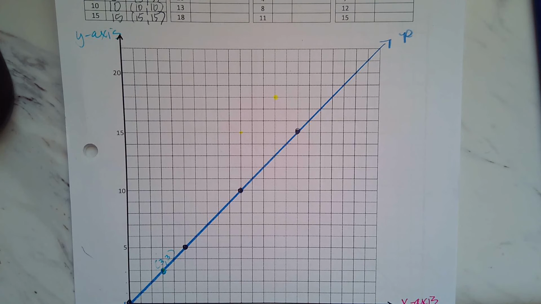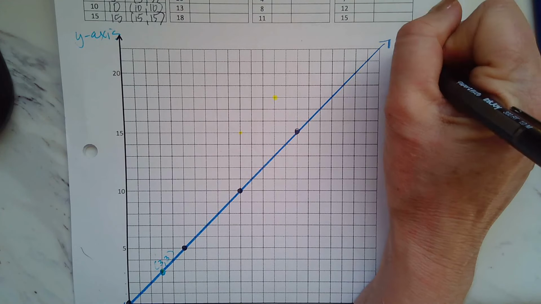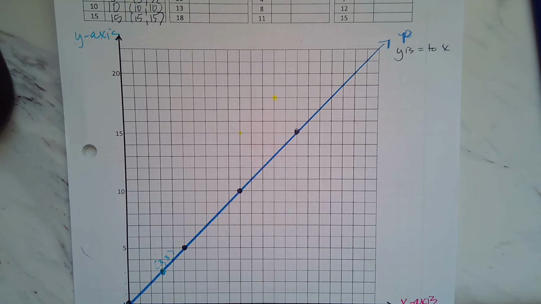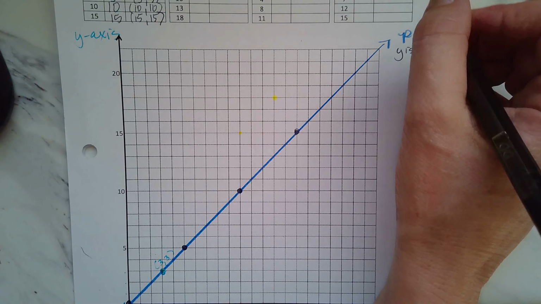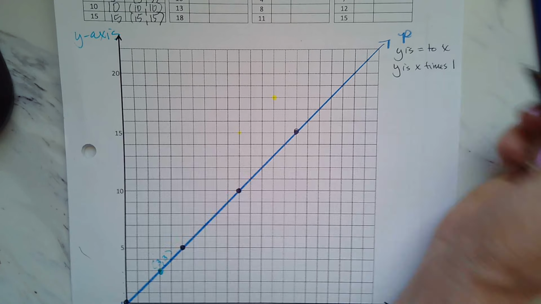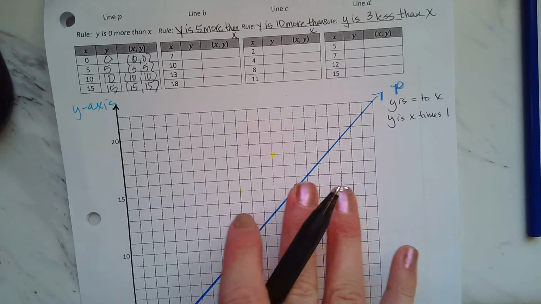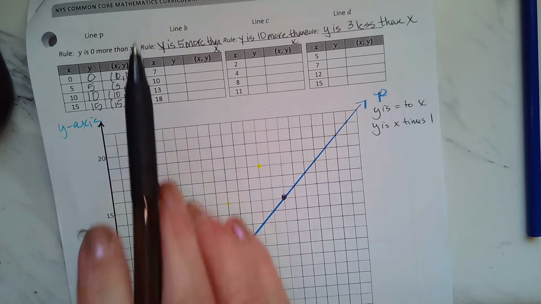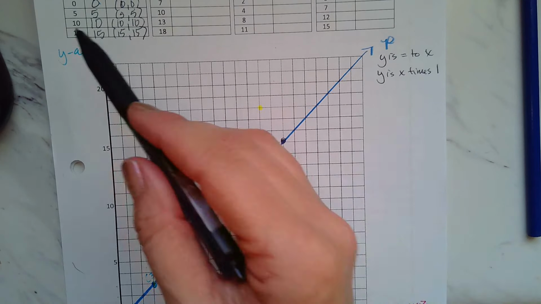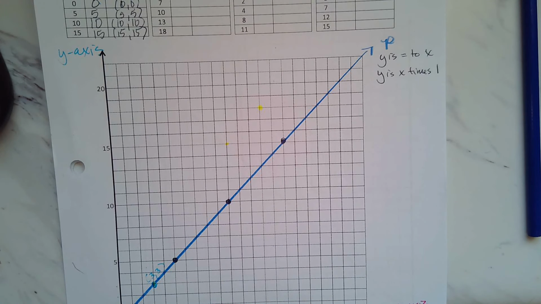Well, you could also say y is equal to x. Could it be y is x times 1? Y is x times 1. That would be another way to say y is 0 more than x. So there are different ways to name the rule, or this line has different rules that it could be called. So go ahead and plot your points and use your straight edge to construct line P.